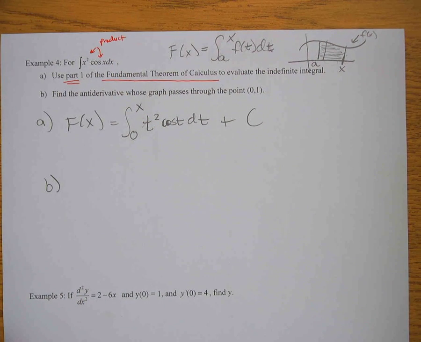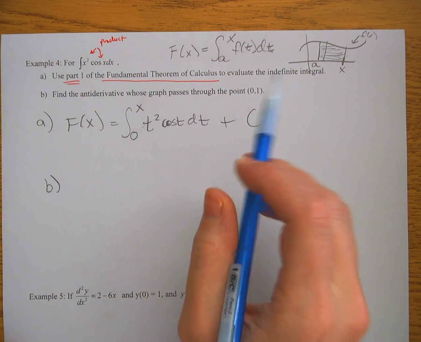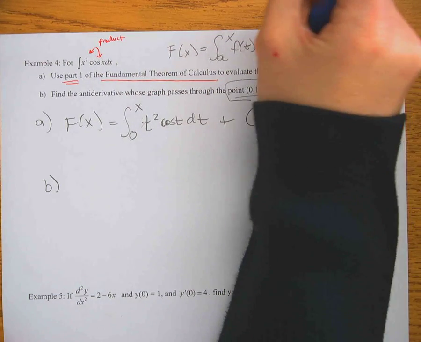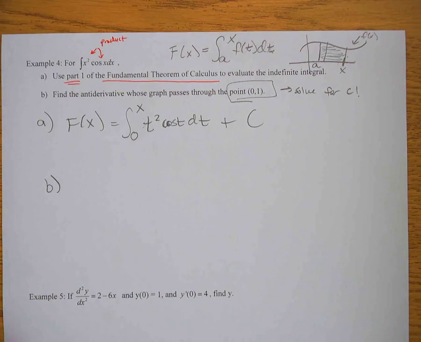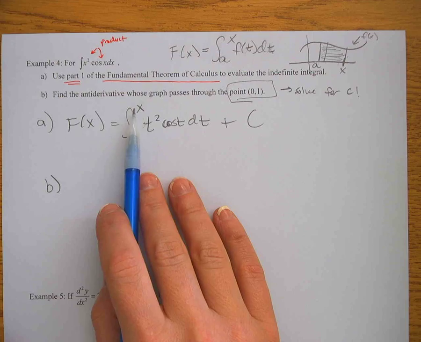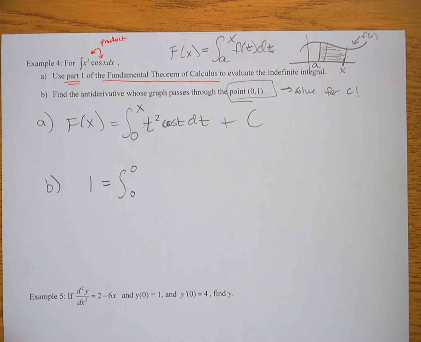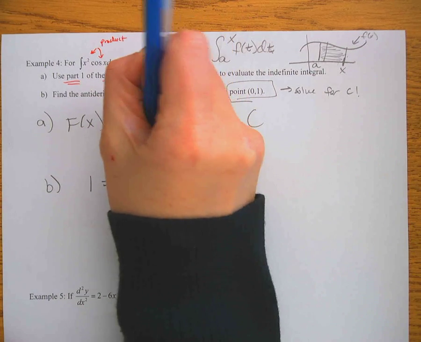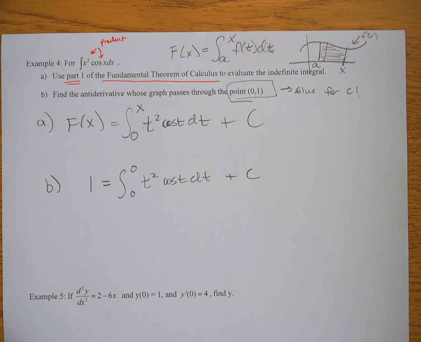Okay, now for b. It wants us to find a specific antiderivative whose graph passes through the point 0, 1. So in other words, what that means is solve for c. So I'm going to plug in 1 for big F and 0 for x. So I'm going to get 1 is equal to the integral from 0 to 0, because this is where you plug in the variables, the upper limit. T squared cosine t dt plus constant.